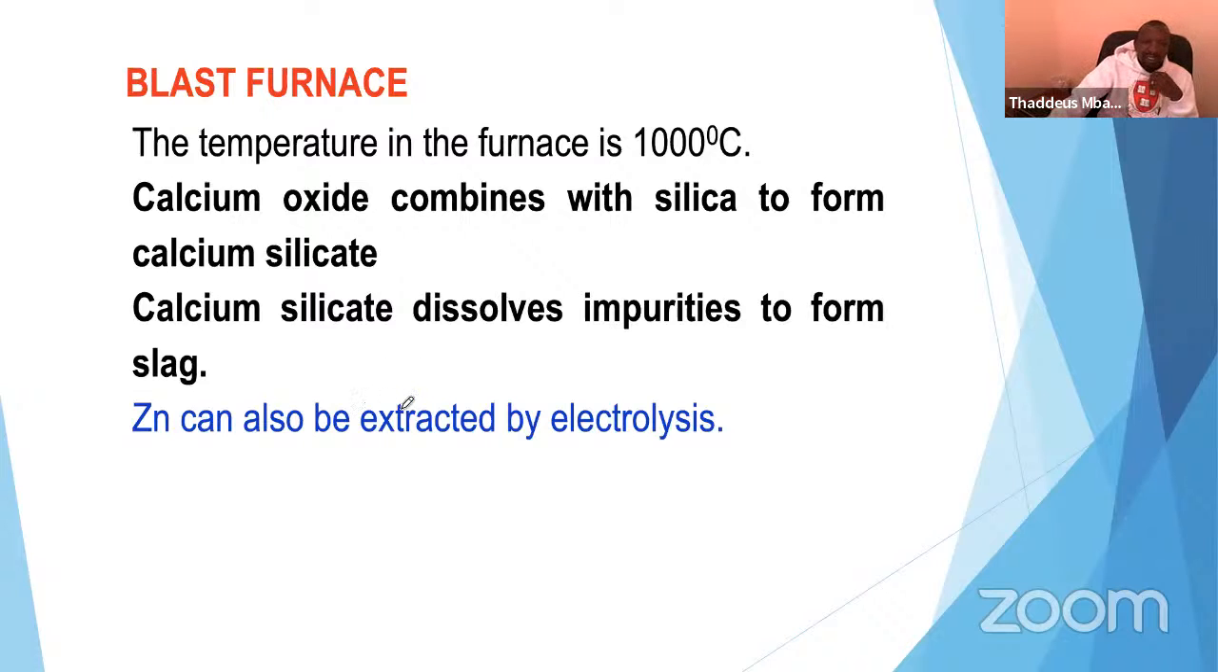So zinc can also be extracted by electrolysis. So we are talking about here, somebody asks you, what is the role of the limestone? You convert it to form calcium oxide, which now combines with silica to form calcium silicate. And the calcium silicate now dissolves the other impurities found in the zinc to form the slag.